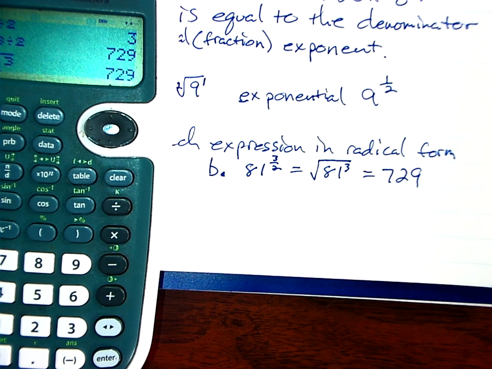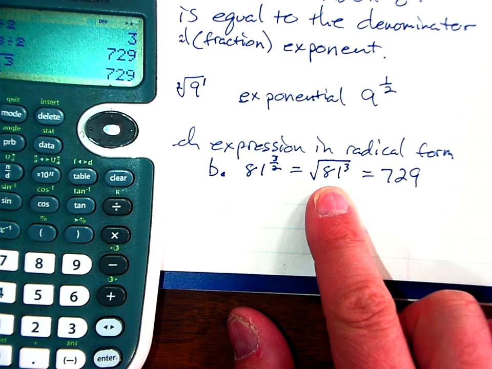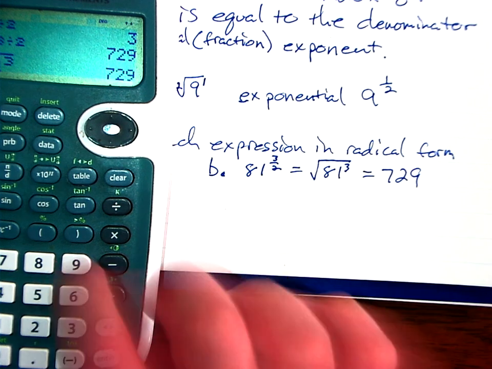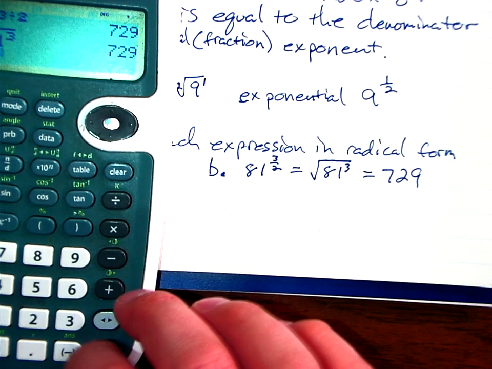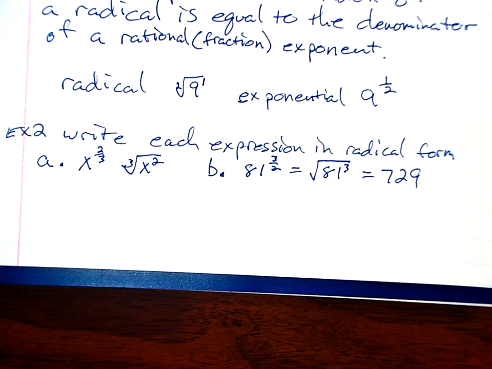Look, it's the same way both ways. Because what's the square root of 81? Try again. So what's 9 cubed? 729.